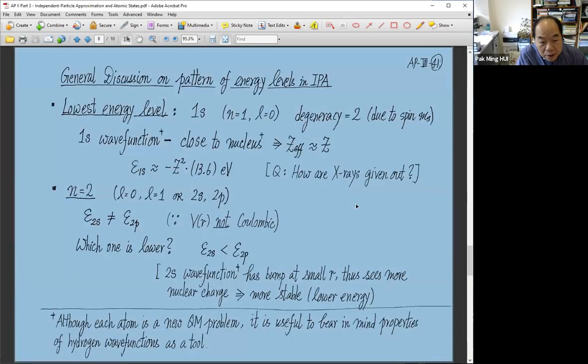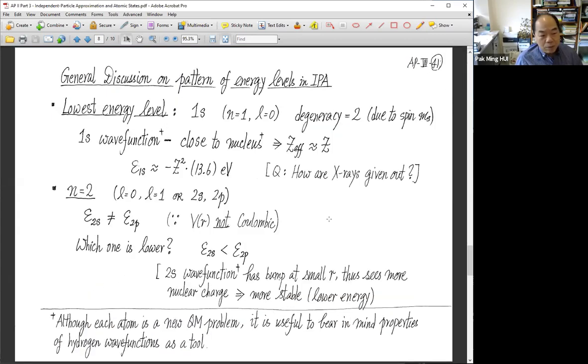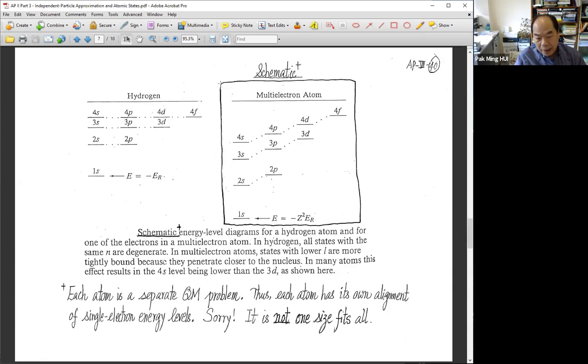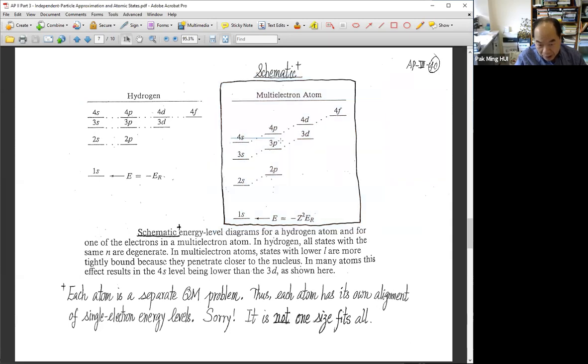So this is where we were, okay? Very briefly, I hope that you have this idea to carry with you. This is a good schematic alignment to remember for many atoms. It works. So you see that 2p is higher than 2s, 3p is higher than 3s, but this alignment, sometimes you need to examine closer, okay?